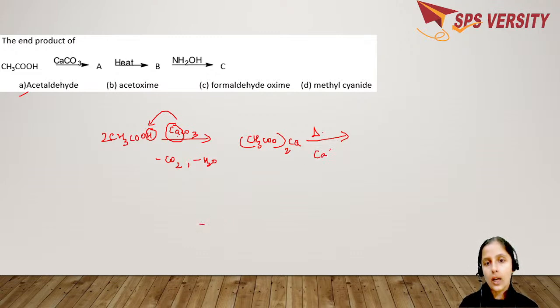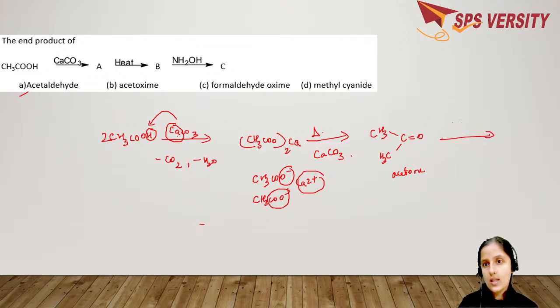If you remove the calcium carbonate, what are you left with? You have CH3COO minus, CH3COO minus, and Ca2 plus. You're taking one calcium, CO3, and you are left with these molecules combined, and you get CH3, C double bond O, CH3, which is acetone.